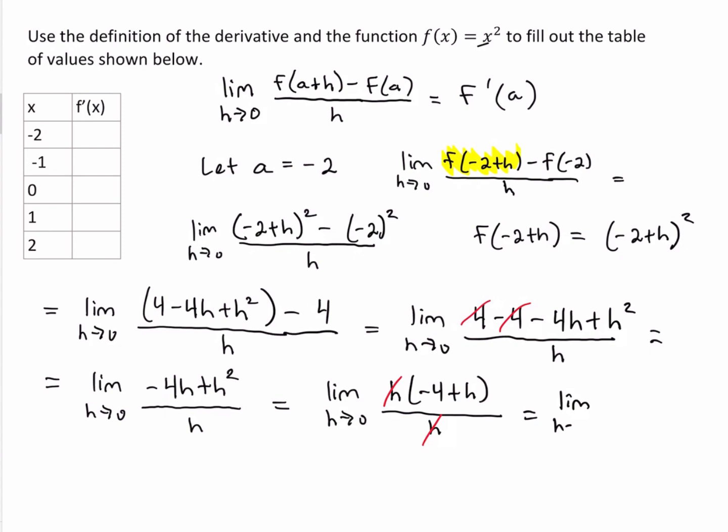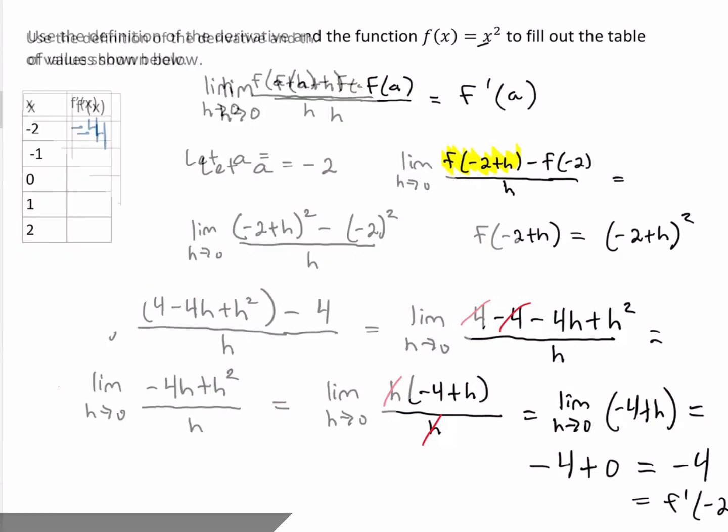So we don't have a 0 in the denominator, and we can just plug in h is 0 at this point, leaving us with -4 plus 0, which is -4, and we've got it. This is the derivative of the function at -2. Let's put this result in the table. Now pause the video and try a is -1.